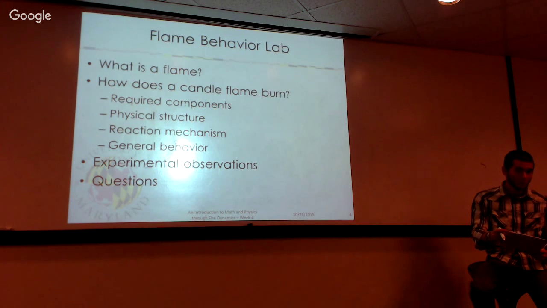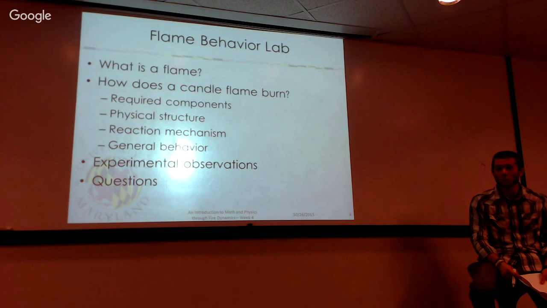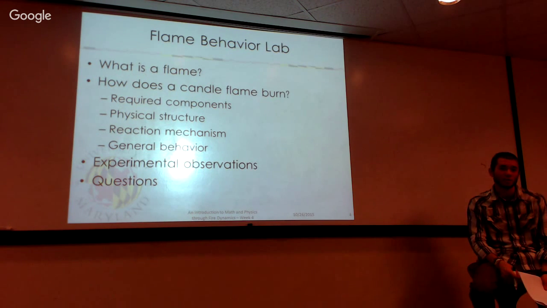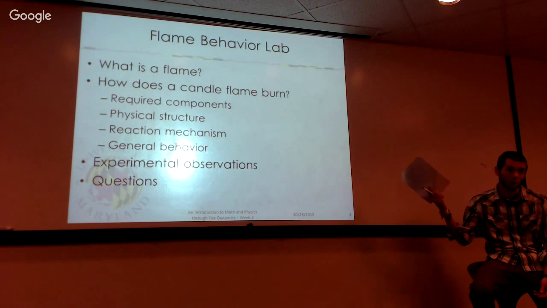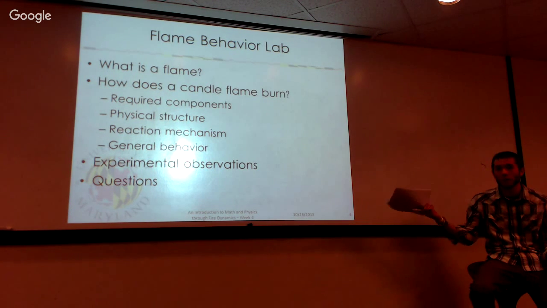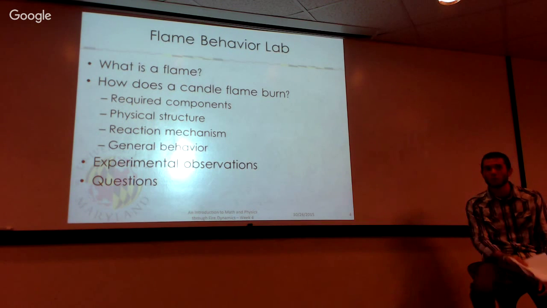General behavior, anything special we should go over there? Experimental observations, what did we get out of half an hour looking at candle flames? It's laminar, it becomes turbulent. The flame itself is definitely laminar, right? Yeah. And then we also took a look at the flow above that and realized it stays laminar for a while, and then pretty much like everything, it goes to turbulent. Anything else?